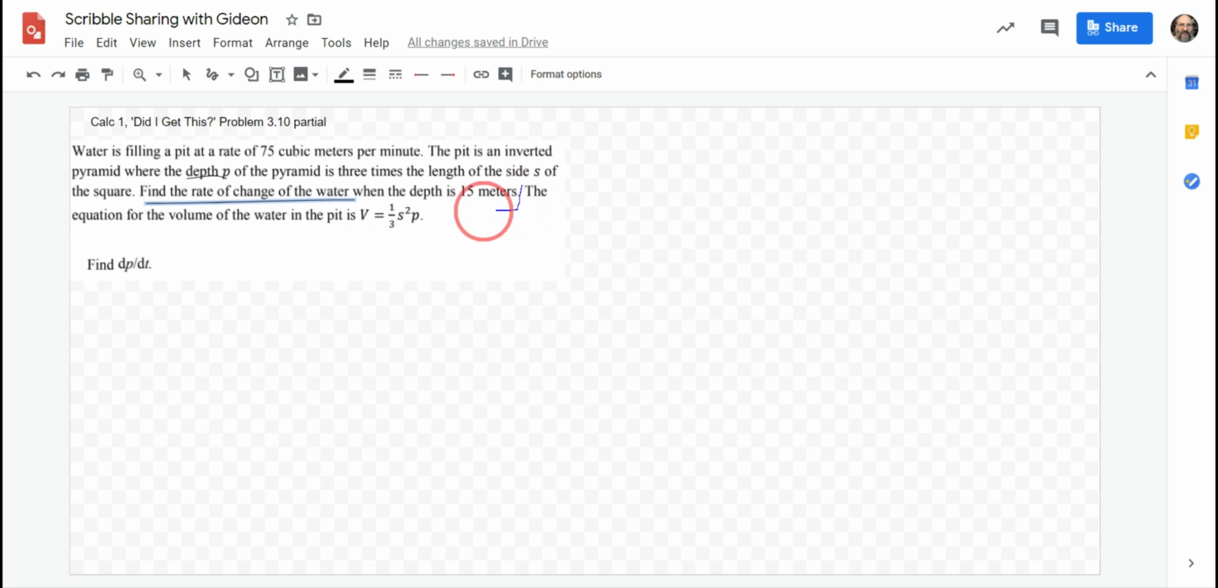Now, we can also figure out some other stuff, right? We're going to want to find dP/dt when P is 15. Let's also take a look at other stuff. The water is filling the pit at a rate of 75 cubic meters per minute. So the volume of the water is increasing. There's another given.